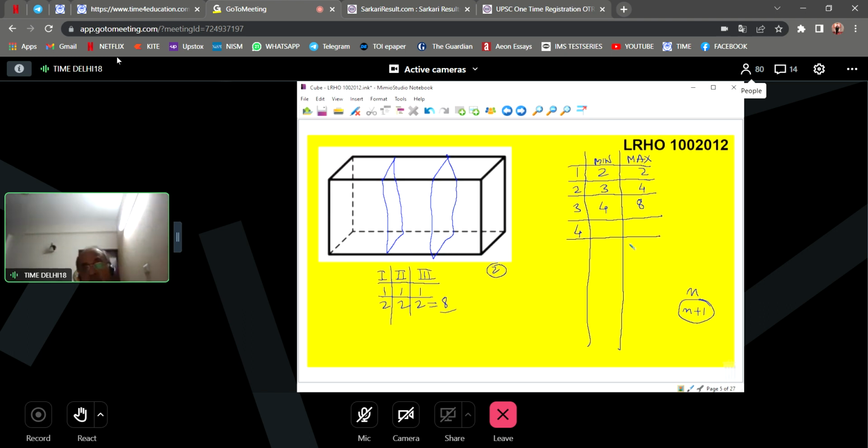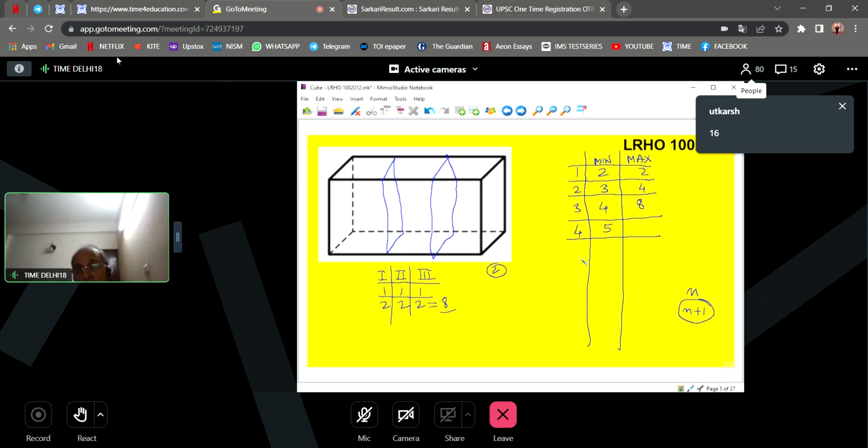Now, let's work on the next number, 4. What is the minimum number of pieces I'll get? Anyone? Yes. Shivali, you are right. Aishwarya, Himanshu, Mayank, you are all correct. The answer is 5. One more. What is the maximum number of pieces I'll get in this case? Anyone? Shivali, you are right. Himanshu, you are right. Yes.